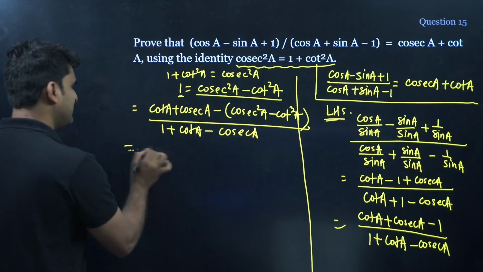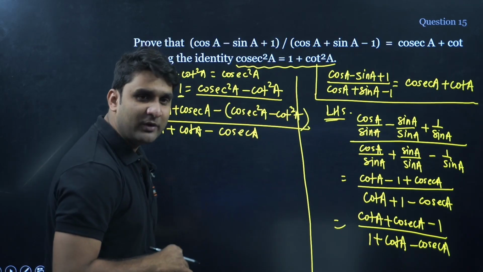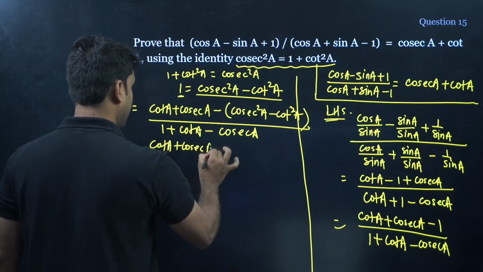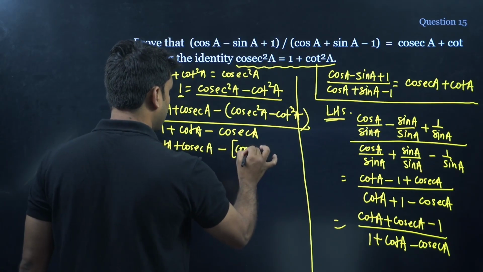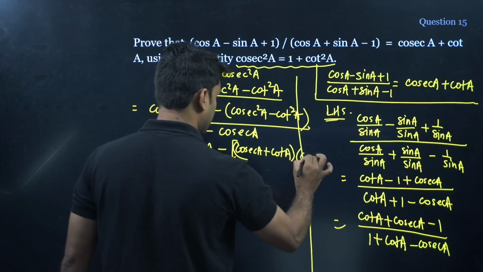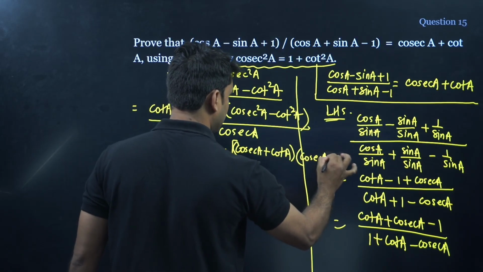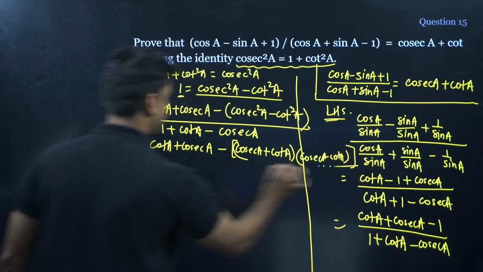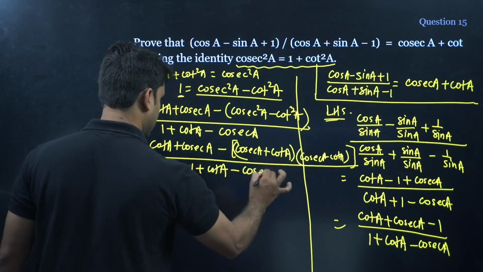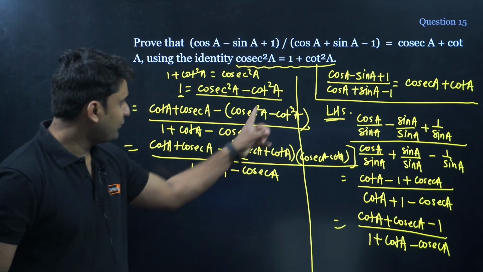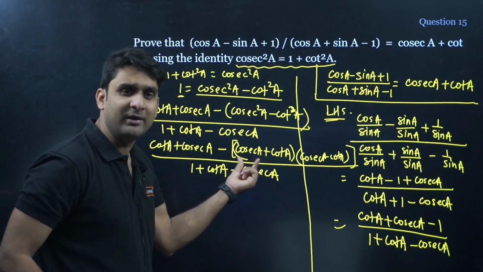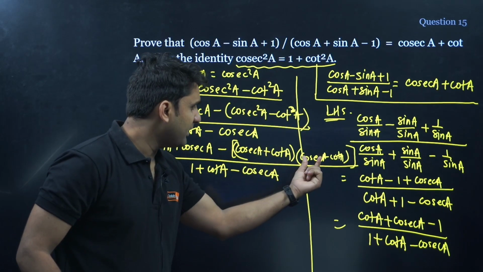Okay. Now my dear champions, this is A square minus B square, and we know A square minus B square is equal to what? A plus B and A minus B. This is minus cot A. Clear everyone? And this is 1 plus cot A minus cosec A. Clear everyone? This is cosec square A minus cot square A, and it can be written as A square minus B square. We have applied here identity, A plus B under bracket A minus B.